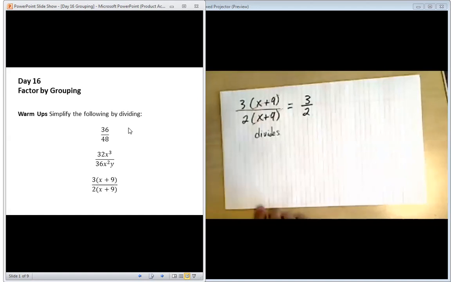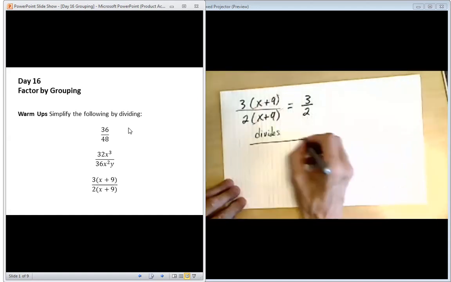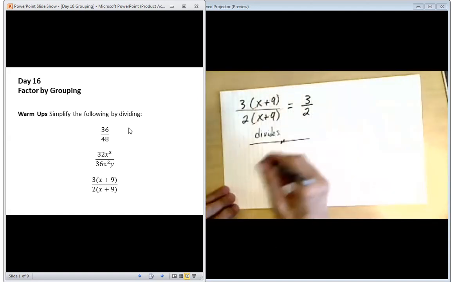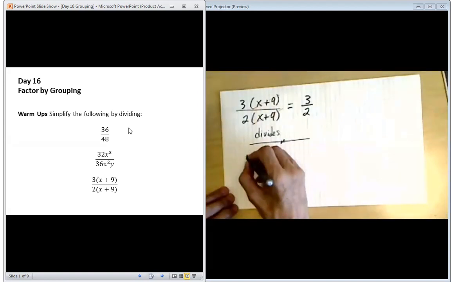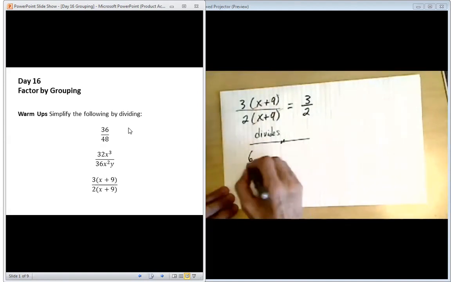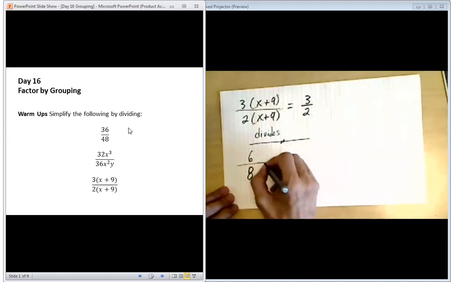Beautiful. Okay. How about this one just for fun? I know Zoom likes some challenging questions sometimes. Let's check out this one. We'll say 6 over 8. Now watch carefully.